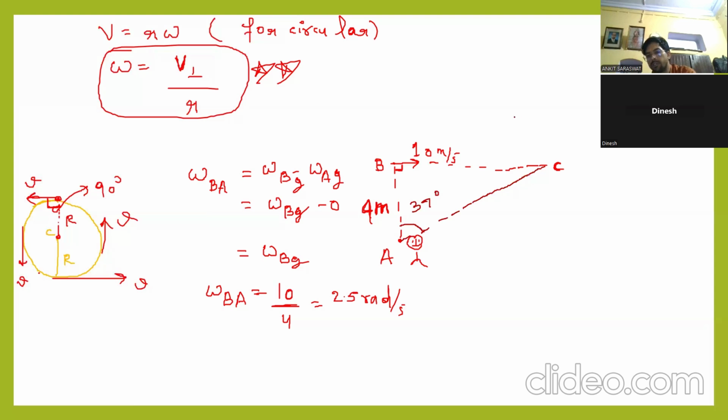Can you solve? My question is, the velocity here is 10, and here also 10. The speed is constant.